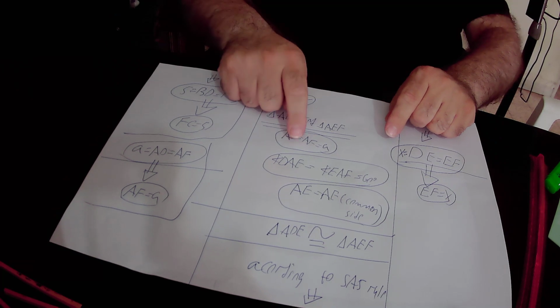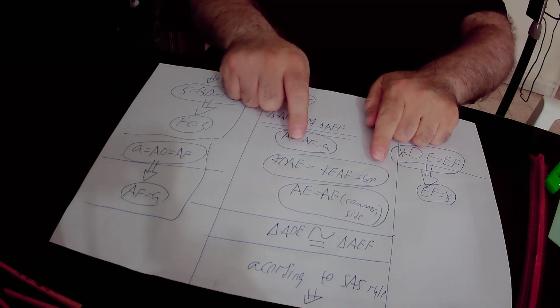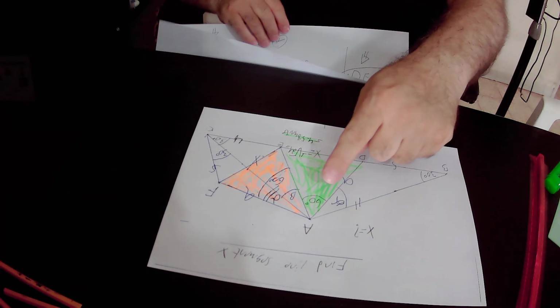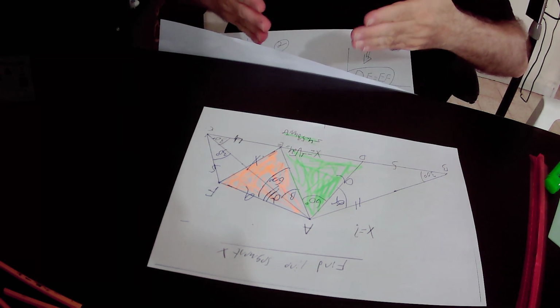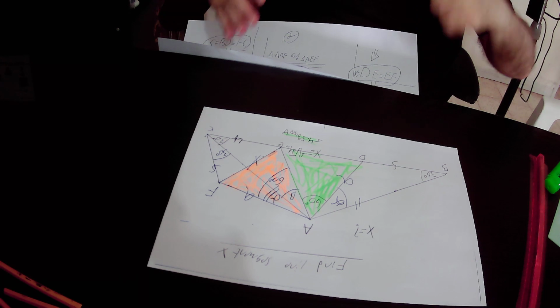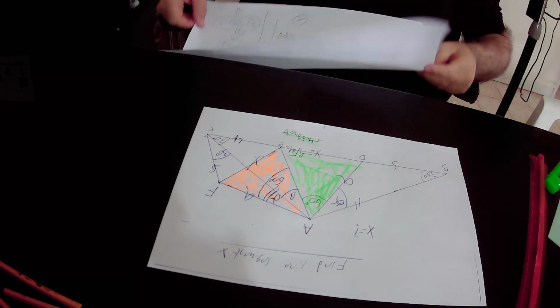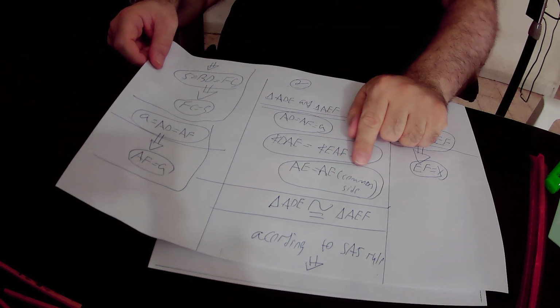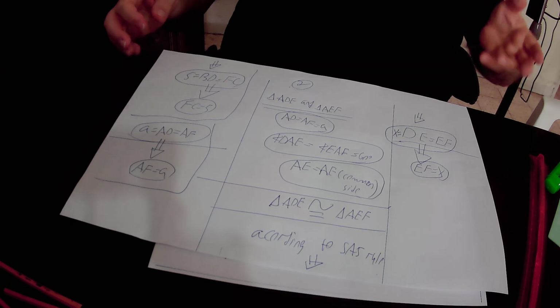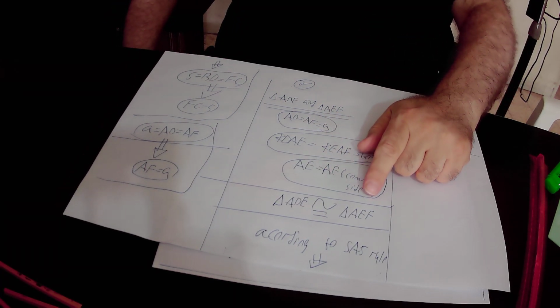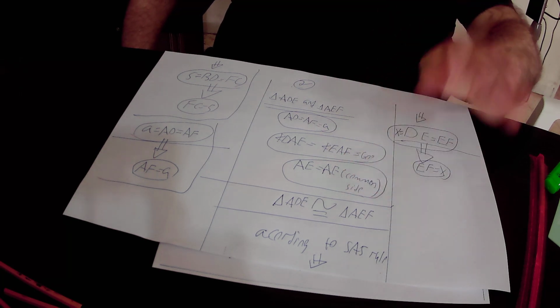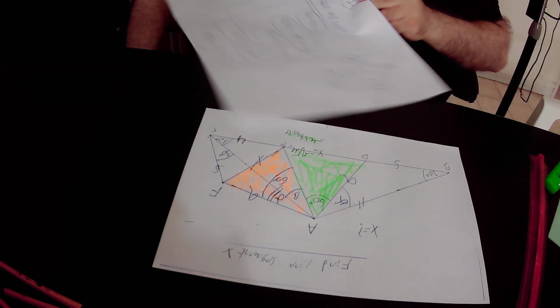Here, angle DAE equals angle EAF equals 60 degrees. And finally, side AE is a common side that belongs to both triangles, so this side equals itself. AE equals AE is a common side that belongs to both triangles. So we proved that the green triangle, triangle ADE, can go into the orange triangle, triangle AEF, according to the side angle side rule. I'll explain what I mean.